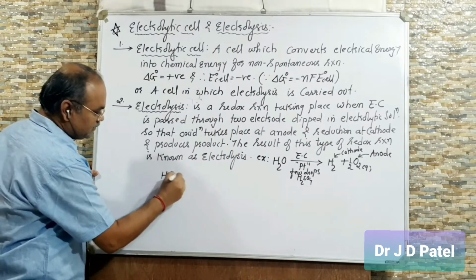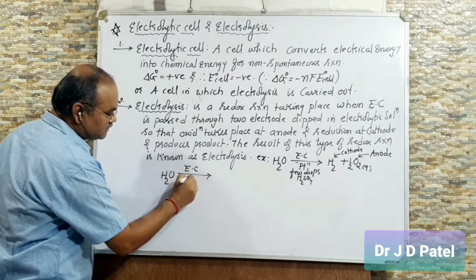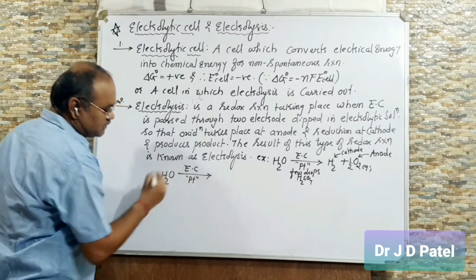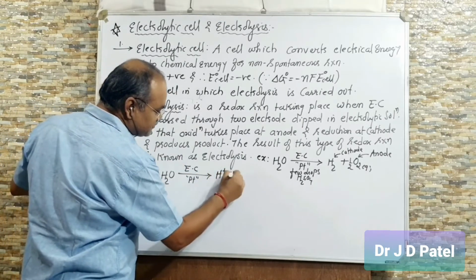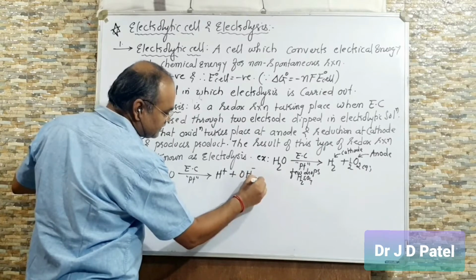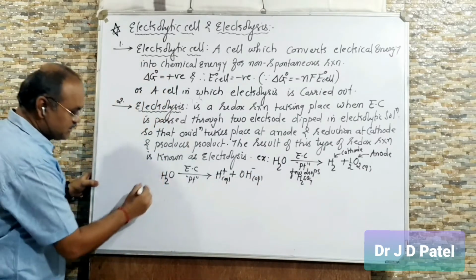Water, when electric current is passed, with anode and cathode both made of platinum, actually dissociates into H plus and OH minus, like NaCl into Na plus and Cl minus.